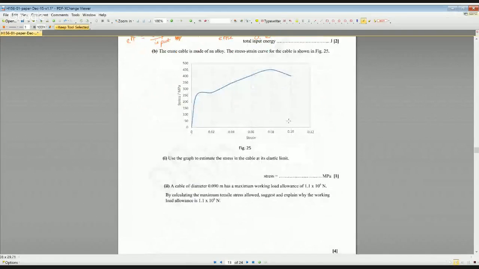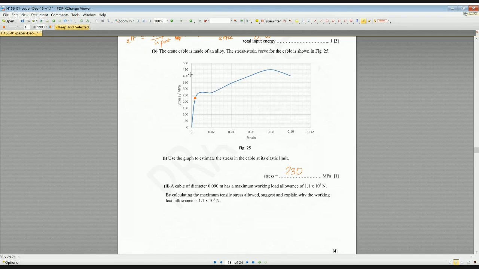B moves us on to a question more about materials. The crane cable is an alloy. Here's the stress strain curve for it. Use the graph to estimate the stress in the cable at its elastic limit. Now, the elastic limit is reached in this section of the graph here. We've got a straight section here where we can see that beyond that, it begins to disobey Hooke's law, and in reality, you're getting sort of plastic deformation going on in this region as well. So the elastic limit is somewhere around here. There's a little bit of margin of error here. You could move a little bit lower, a little bit higher, but it should be around about 230 megapascals.